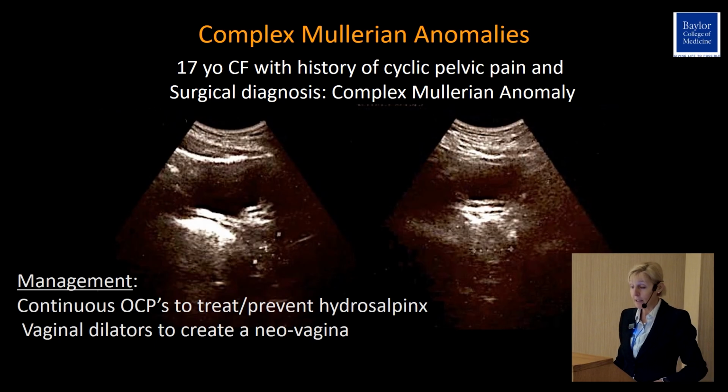find in the end. So there was no imperforate hymen. There was actually no vagina there. And so the management for her was to use vaginal dilators to create a new vagina, and then continuous OCPs, or oral contraceptives, I'm sorry for the acronym, to treat this hydrosalpinx that was forming every month and was giving her that cyclic pain.